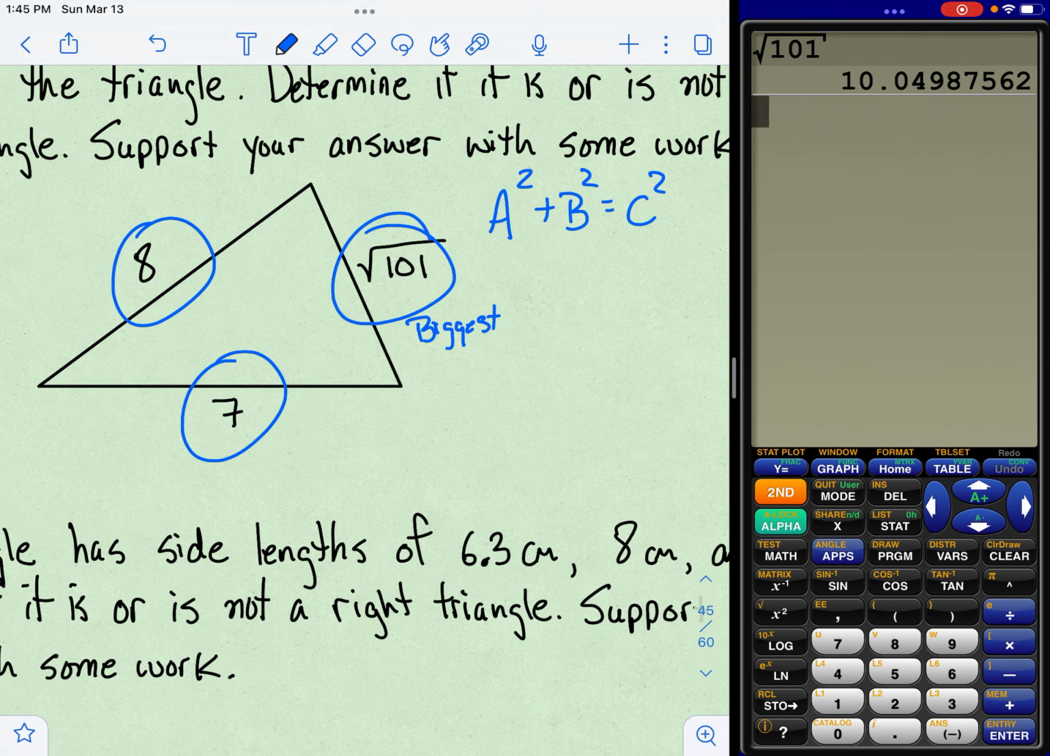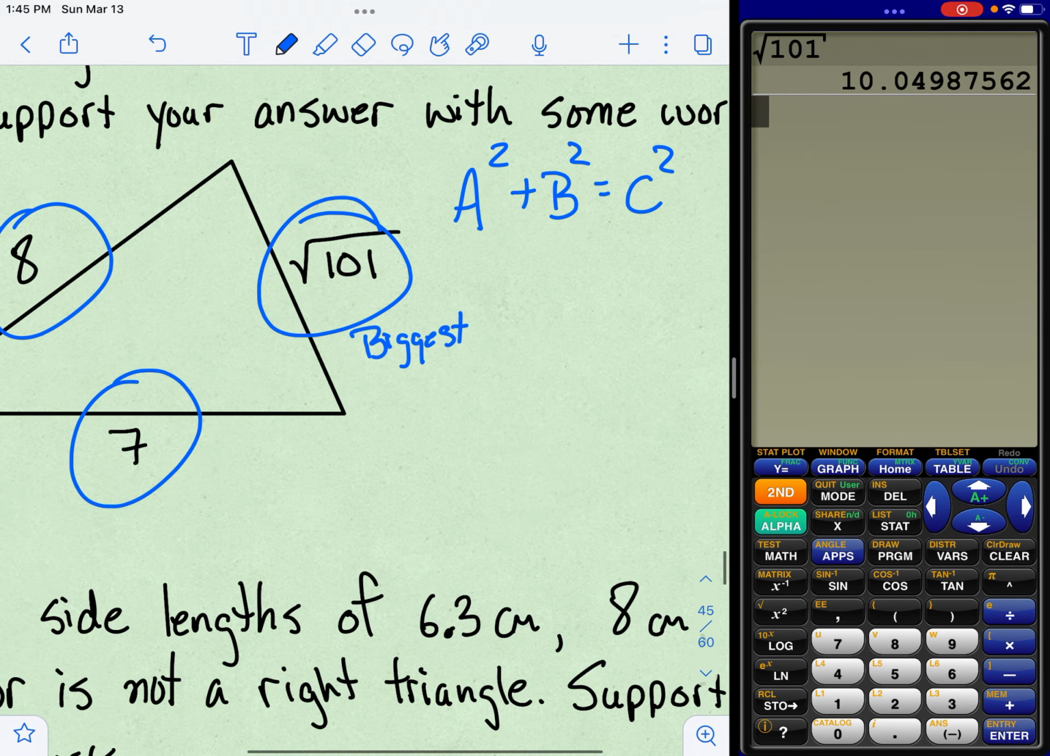So with a quick little calculator, we can identify which one's the biggest. And the biggest one is always side C. So I'm going to zoom in here a little bit. So 8 and 7 are my two smalls, and the square root of 101 is side C. Notice how I'm not using my calculator. I'm just using the square root of 101. Everything gets squared. Add the first two to get the third.